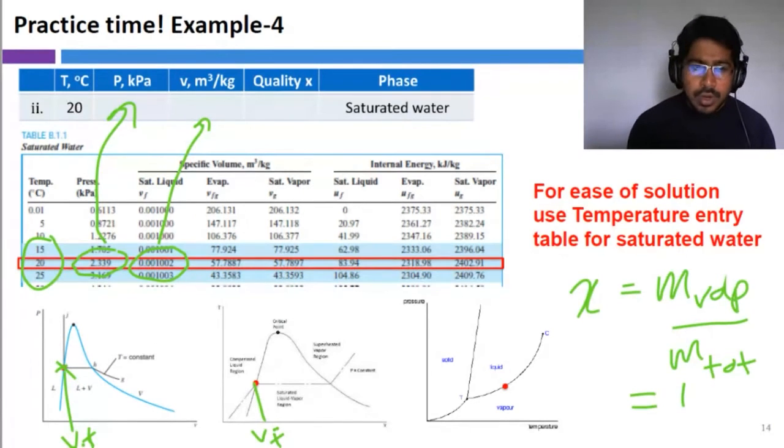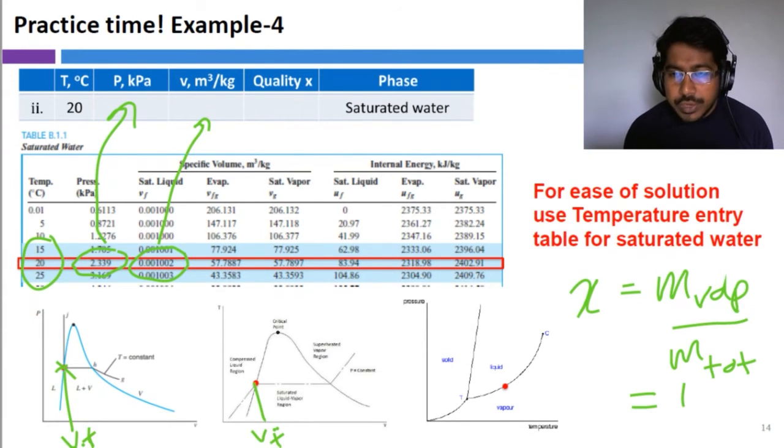If it is on the saturated liquid line, we don't have any vapor left because it's totally liquid. All the substance is in liquid form. So that means the vapor mass is 0. 0 divided by some value is always going to be 0. Did I answer your question, George?